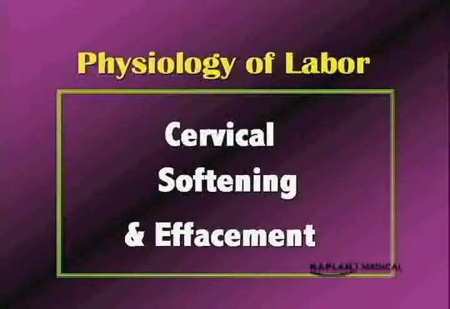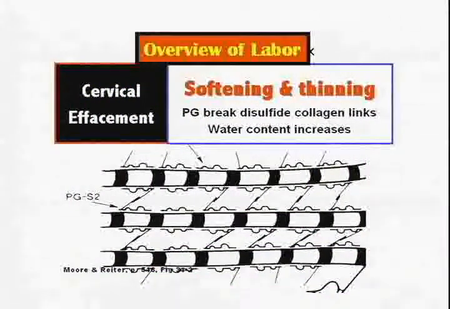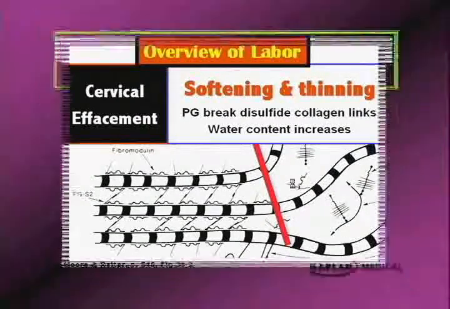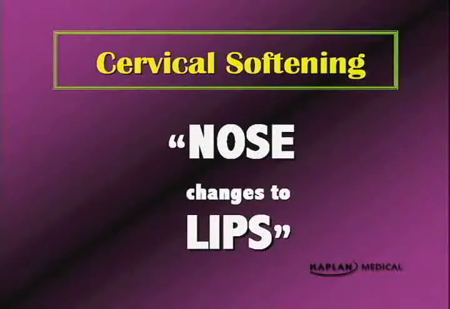The initial part of preparation for delivery is cervical softening and effacement. What happens is these collagen fibers, which are linked by these disulfide linkages, those disulfide linkages break and water comes in between, and instead of being firm and hard, it becomes soft. One way that I like to describe this is the cervix changes from feeling like your nose, which is firm and long, to your lips, which are soft and thin.